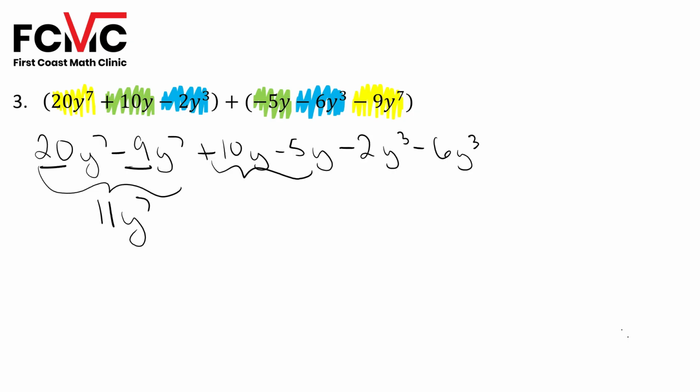Now here, 10y minus 5y, so that variable and exponent are going to stay the same. Remember, when we don't have a visible exponent, that exponent is just going to be 1. So we have 10 minus 5, which is basically just going to be positive 5.